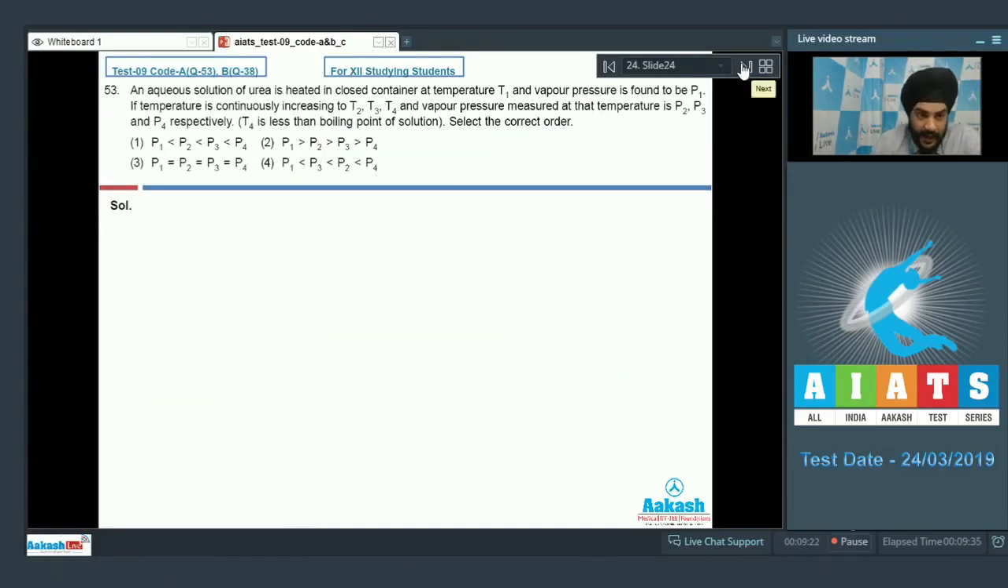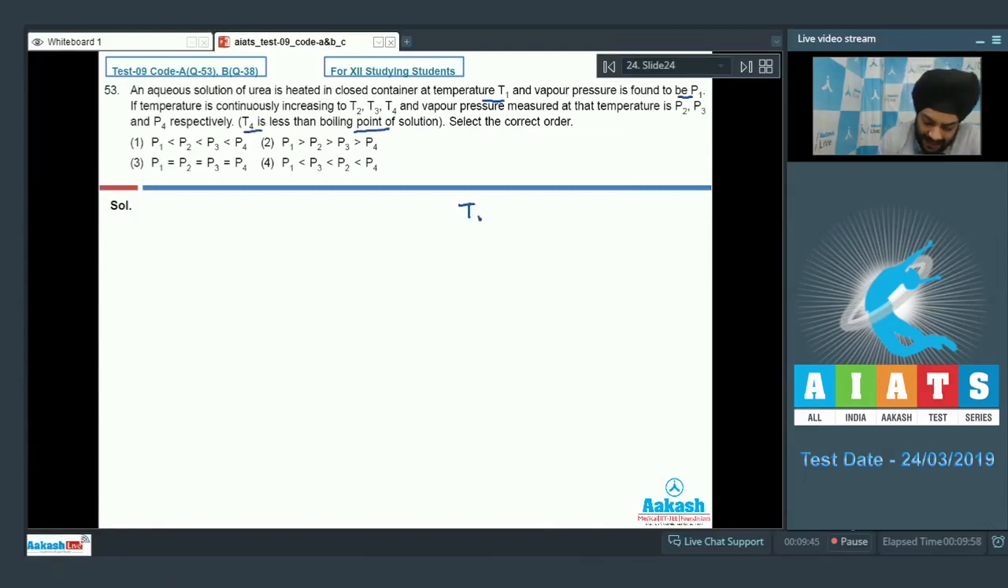Question number 53. An aqueous solution of urea is heated in a closed container at temperature T1 and the vapor pressure is found to be P1. If temperature is continuously increasing to T2, T3 and T4 and the vapor pressure measured at that temperature is P2, P3 and P4 respectively, so we have to select the correct order. It is given to us that T4 is less than the boiling point of the solution.